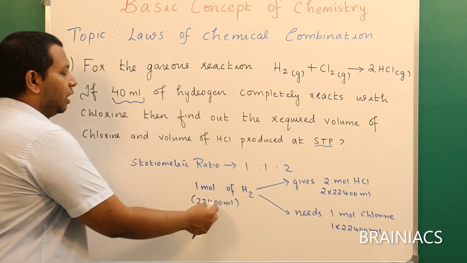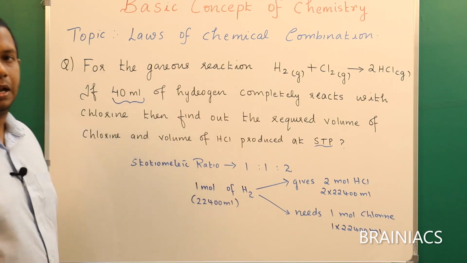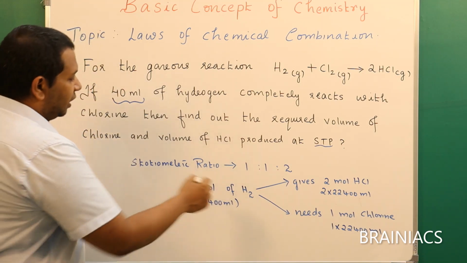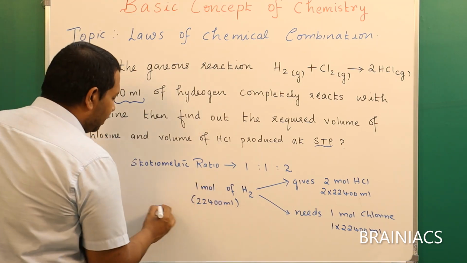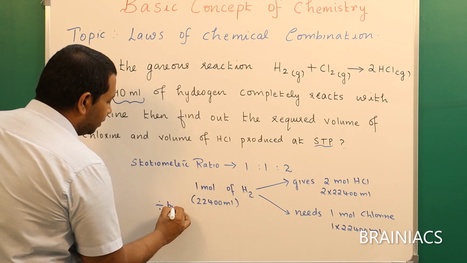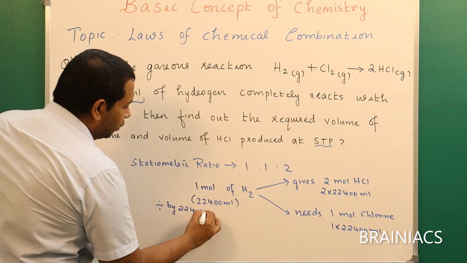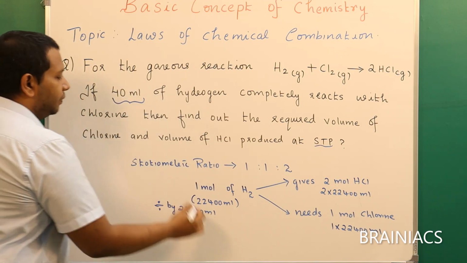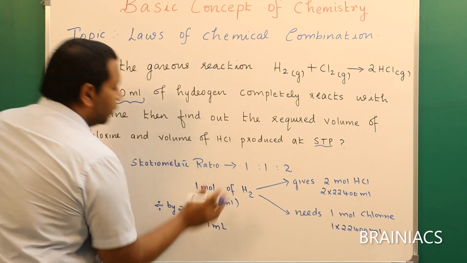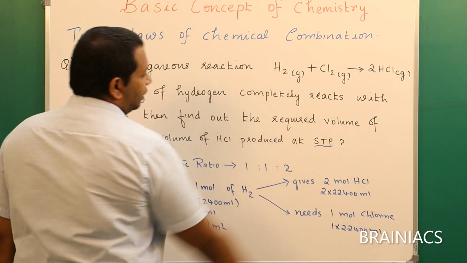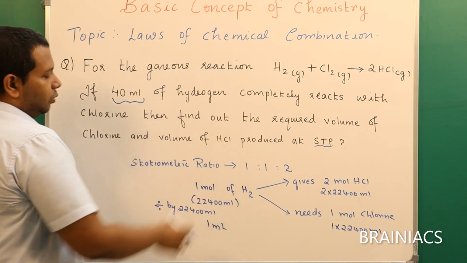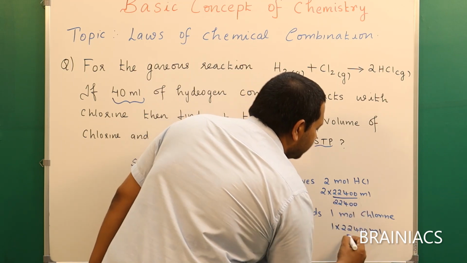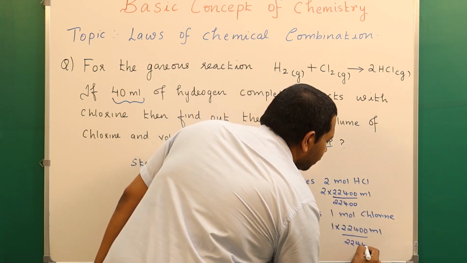Now this we have written in standard form, but in our given we have 40 ml. Now I need to convert this 22400 ml to 40 ml. How can I do that? First convert this 22400 ml to 1 ml. To get that, divide by 22400 ml. If you are dividing by 22400 ml, this will become 1 ml. So if you are dividing on the LHS, you divide all the other terms also by the same number, that is 22400. So here also you are dividing by 22400.